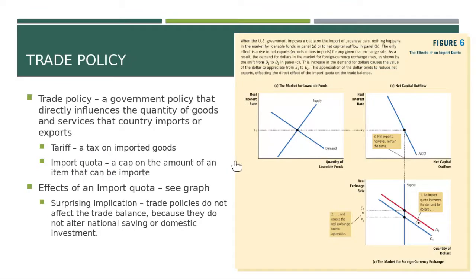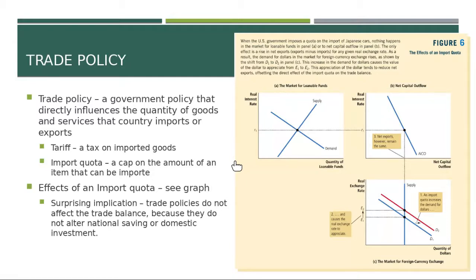Now, there's other things government have at its disposal. For example, trade policy. Trade policy is a government policy that directly influences the quantity of goods and services that a country imports or exports. Now, a tariff, for example, is a tax on imported goods. This is a specific government policy they could use for trade. Additionally, you have an import quota, which is a cap on the amount of an item that can be imported.